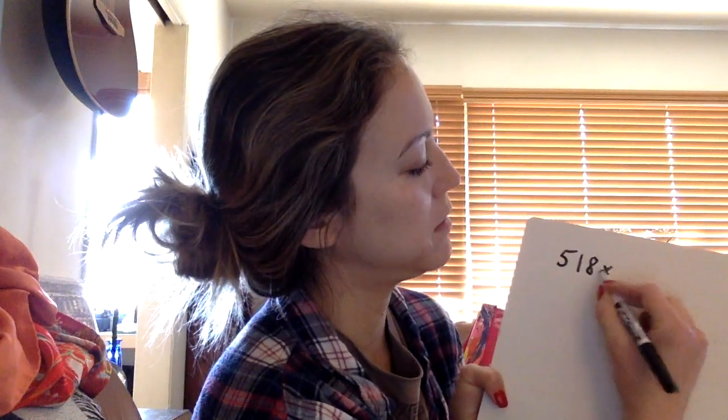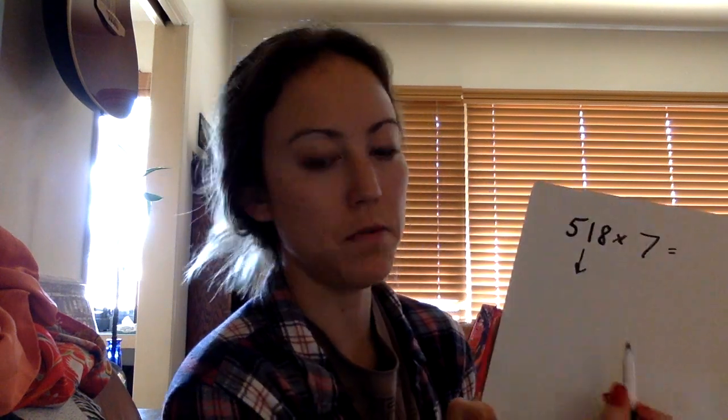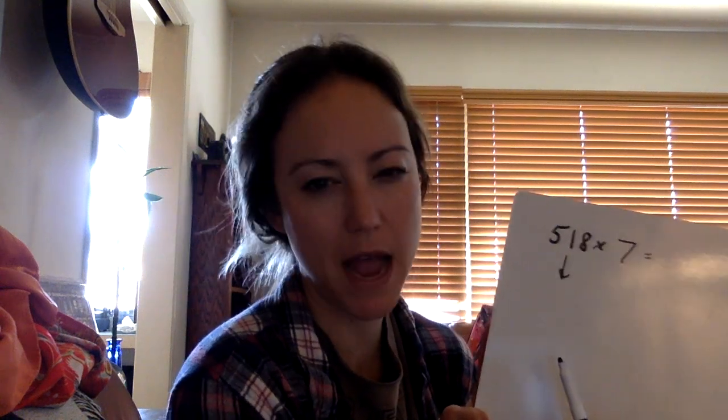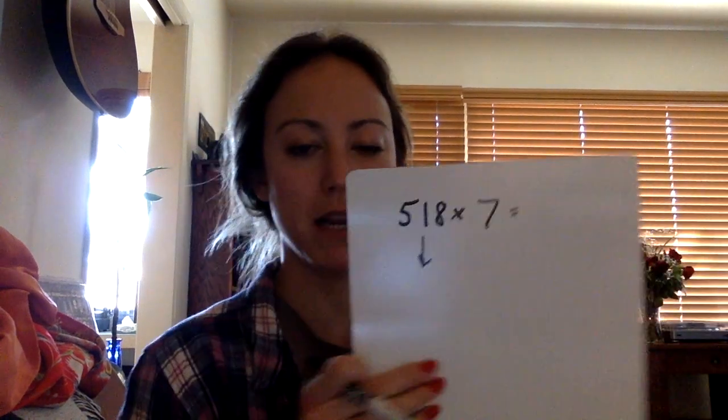So let's say we wanted to solve 518 times 7, okay? So go ahead and think about what this would be in expanded form, and you multiply each one of those by the 7, and you add them. So I'll give you a minute to do that.